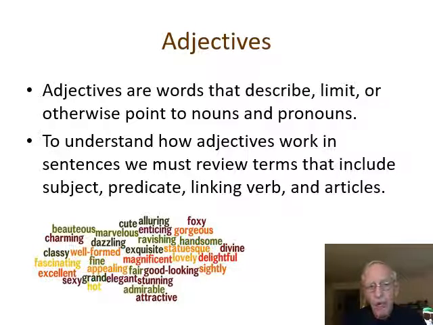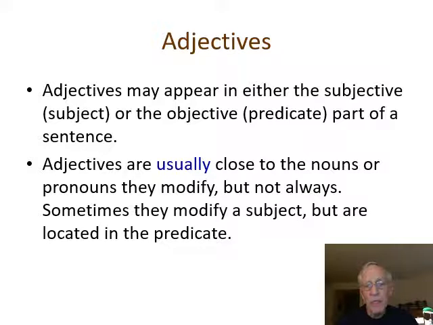Adjectives. Adjectives are words that describe, limit, or otherwise point to nouns and pronouns. To understand how adjectives work in sentences, we must review terms that include subject, predicate, linking verb, and articles. Adjectives may appear in either the subjective or the objective part of a sentence. Adjectives are usually close to the nouns or pronouns they modify, but not always. Sometimes they modify a subject, but are located in the predicate.